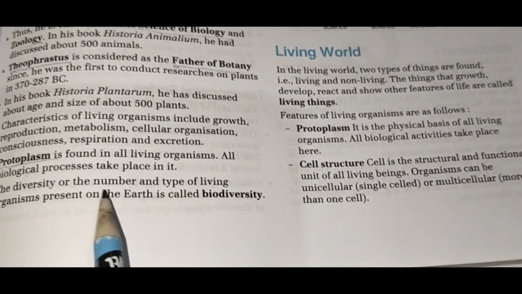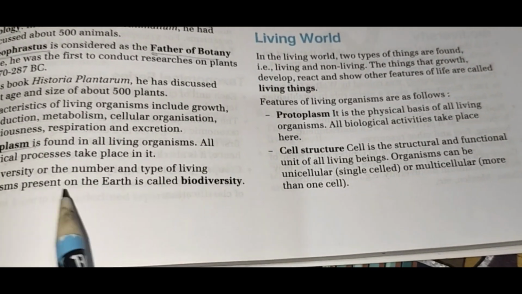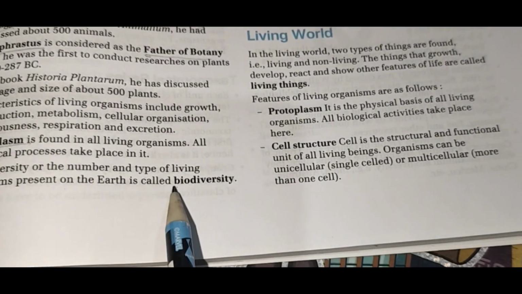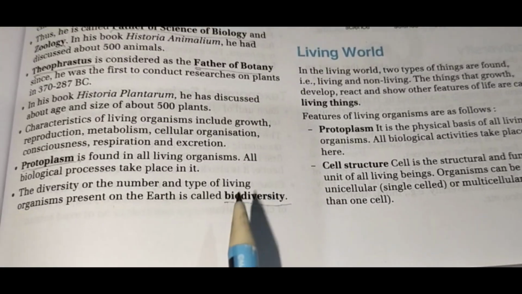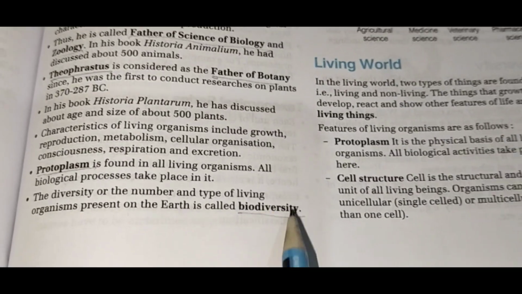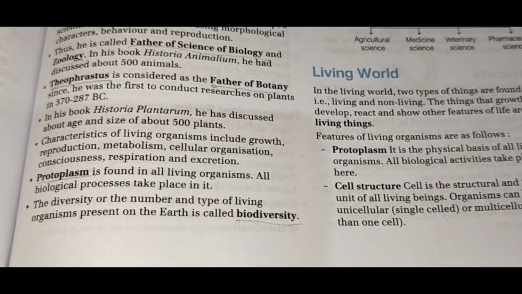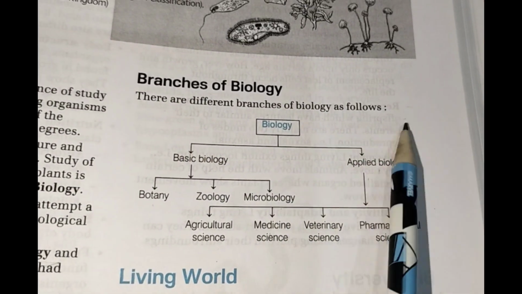The diversity of the number and the type of living organisms present on the earth is called biodiversity. We will be studying biodiversity in depth in the environment chapter, what is biodiversity and what are the other types of biodiversities. Branches of biology: there are different branches of biology.